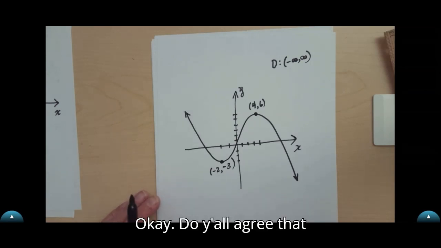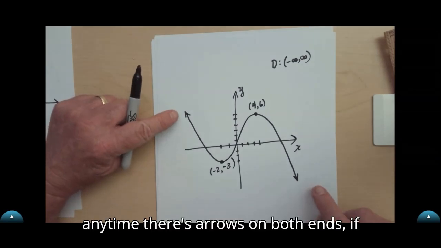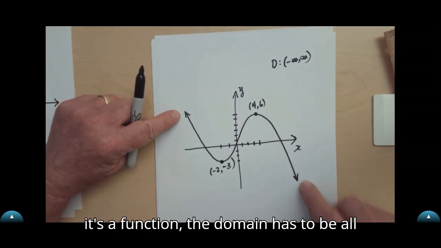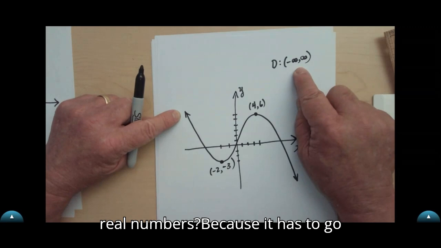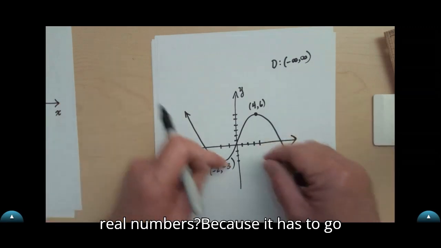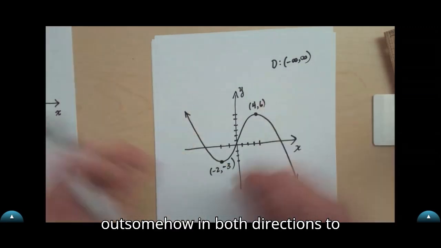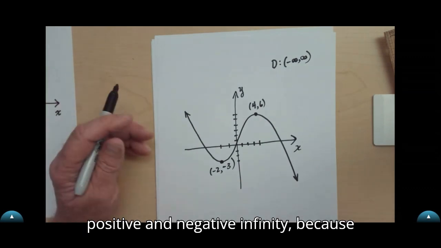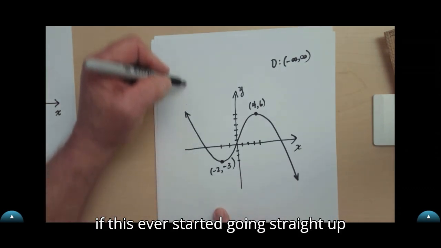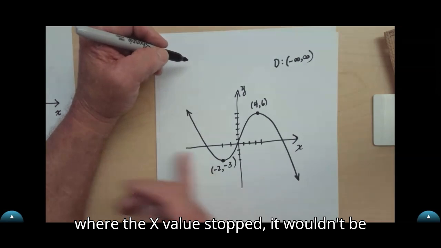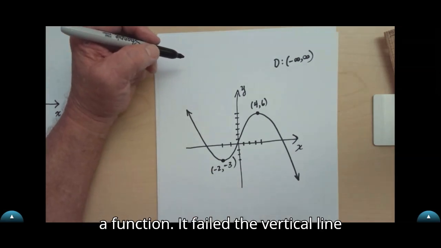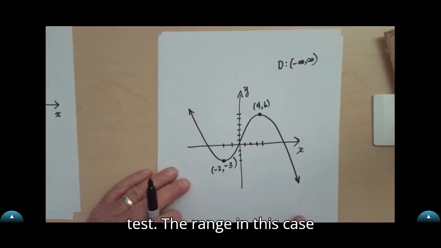Okay. Do y'all agree that anytime there's arrows on both ends, if it's a function, the domain has to be all real numbers? Because it has to go out somehow in both directions to positive and negative infinity. Because if this ever started going straight up where the X value stopped, it wouldn't be a function. It'd fail the vertical line test.